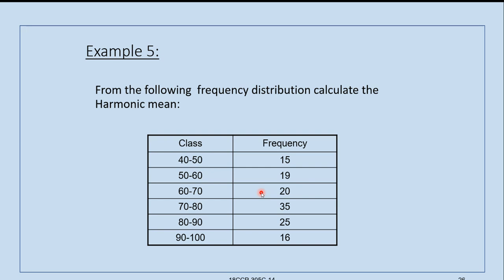Then in the third column, we will take the reciprocal of the midpoints. That means the first class interval reciprocal is 1 by 45, second is 1 by 55, third is 1 by 65, fourth is 1 by 75, fifth value is 1 by 85, sixth value is 1 by 95. Now, the reciprocals in the third column are multiplied with frequency.